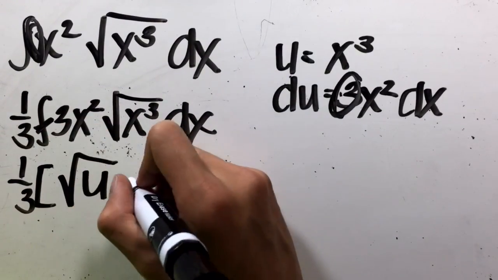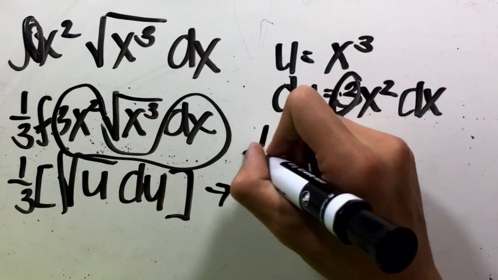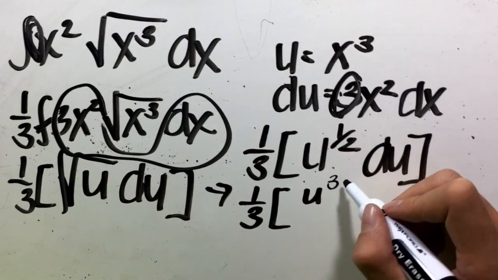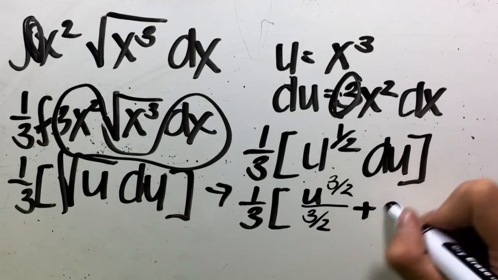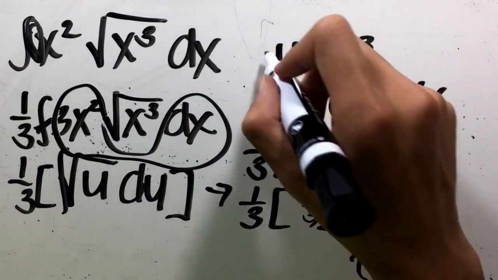We're going to take the equations and substitute them in. The square root of u, we'll change that to u to the 1/2 power. We'll add 1 and divide by 3 over 2. Then we get to add c. To finish the equation, we have to plug the u in terms of x back into the equation.